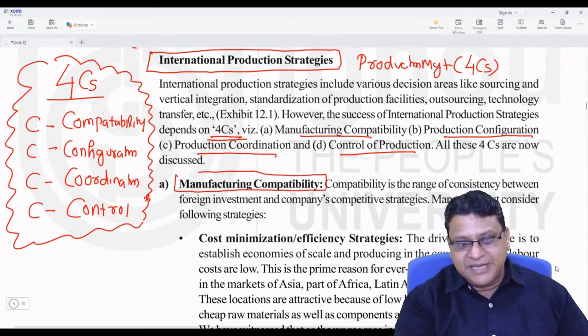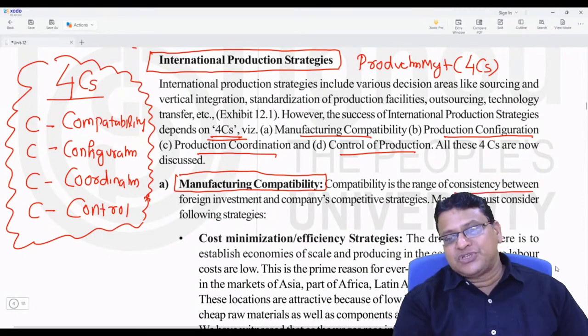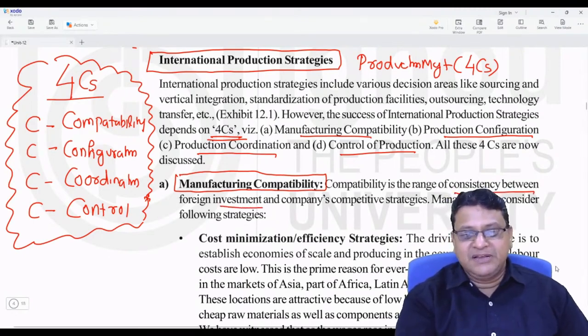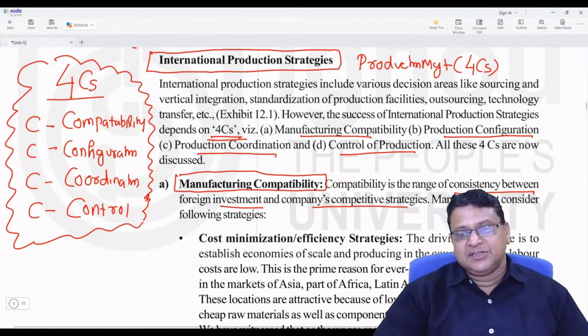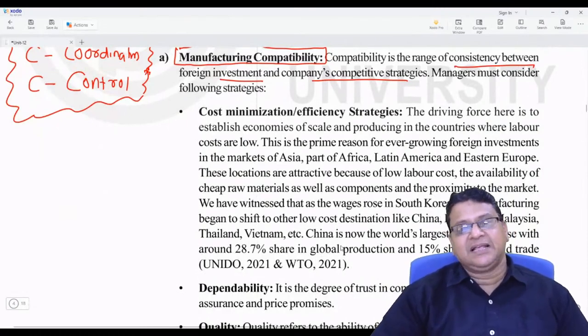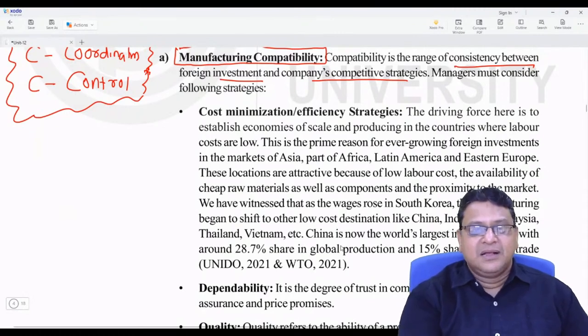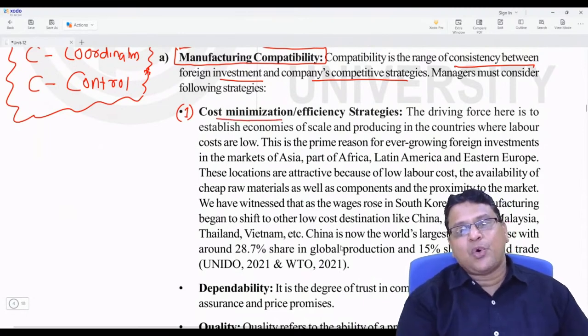What is compatibility? Compatibility is the range of consistency between foreign investment and companies' competitive strategies. The compatibility involves the following things. First thing, you have to produce in such a way that your cost shall be minimized. It deals with cost minimization strategy. We have discussed how cost can be minimized.